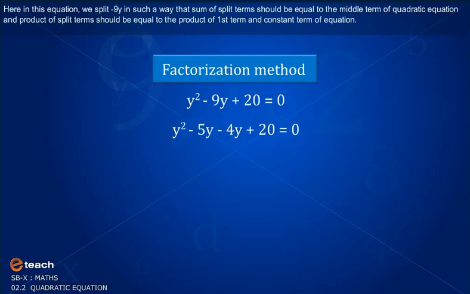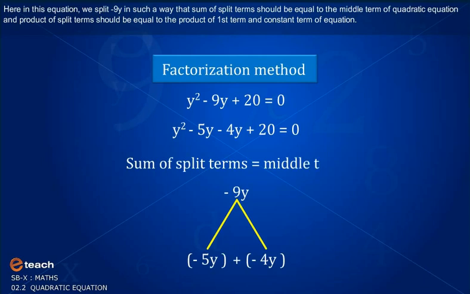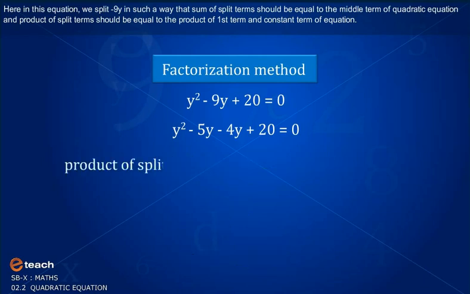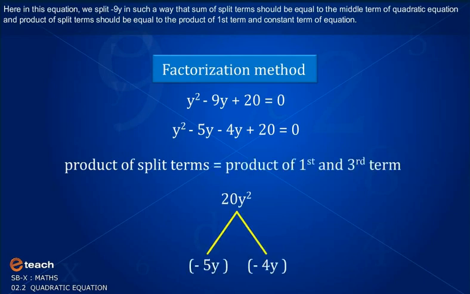Here in this equation, we split minus 9y in such a way that the sum of split terms should be equal to the middle term of the quadratic equation and the product of split terms should be equal to the product of first term and constant term of the equation.